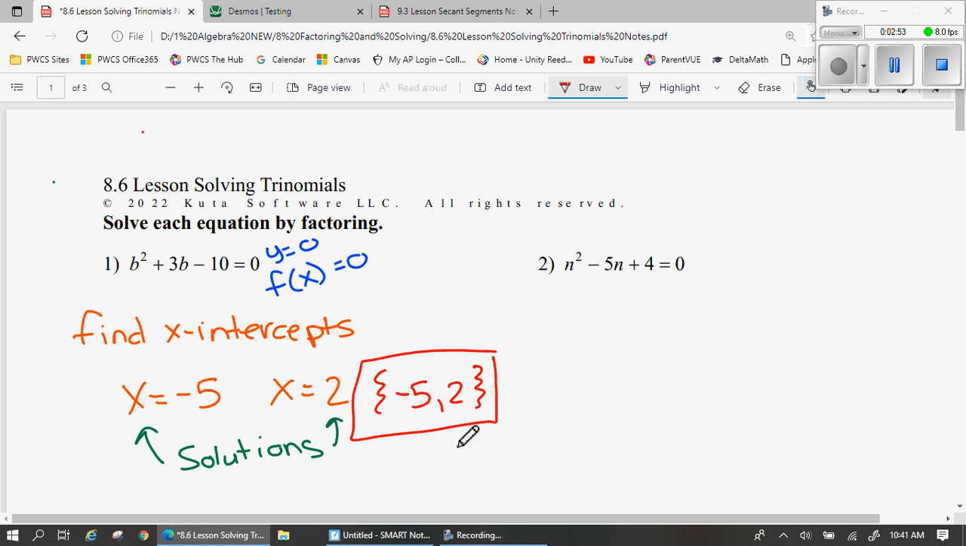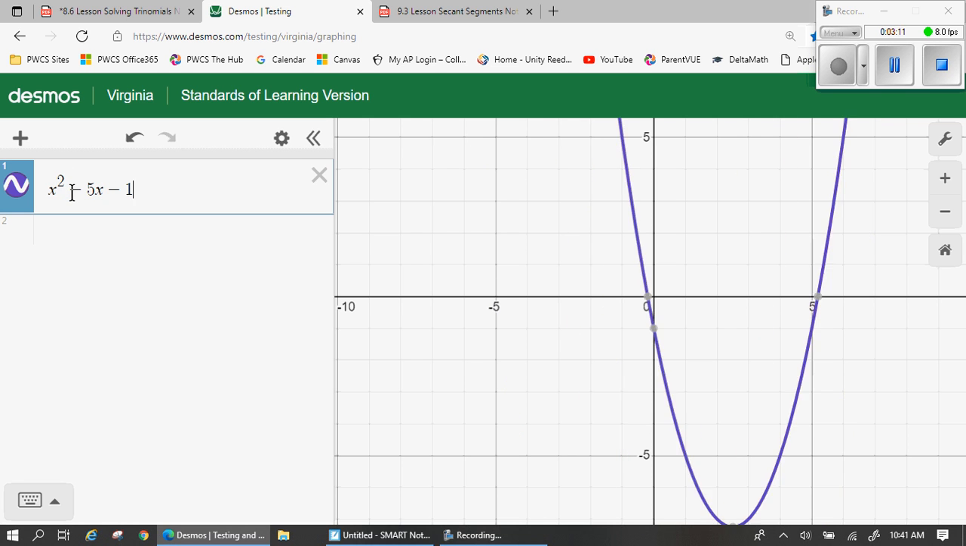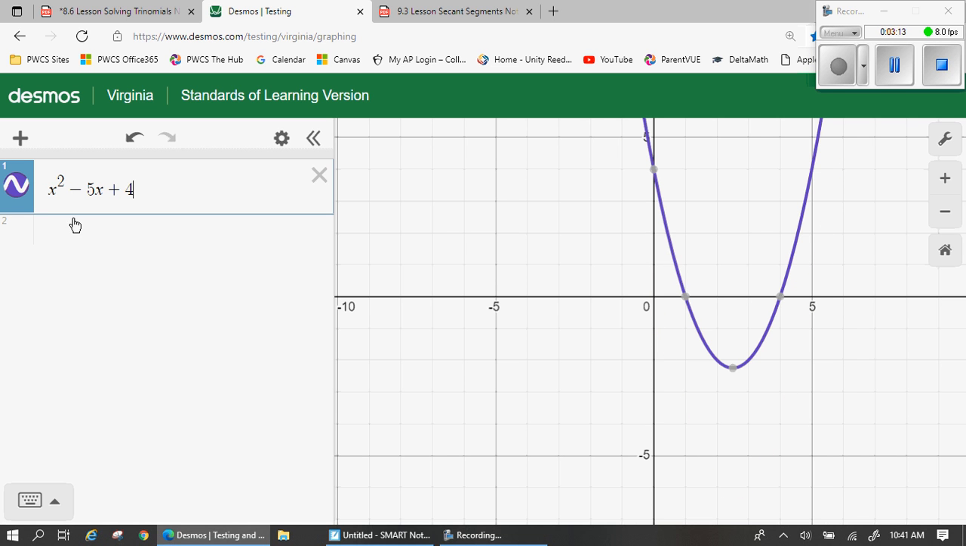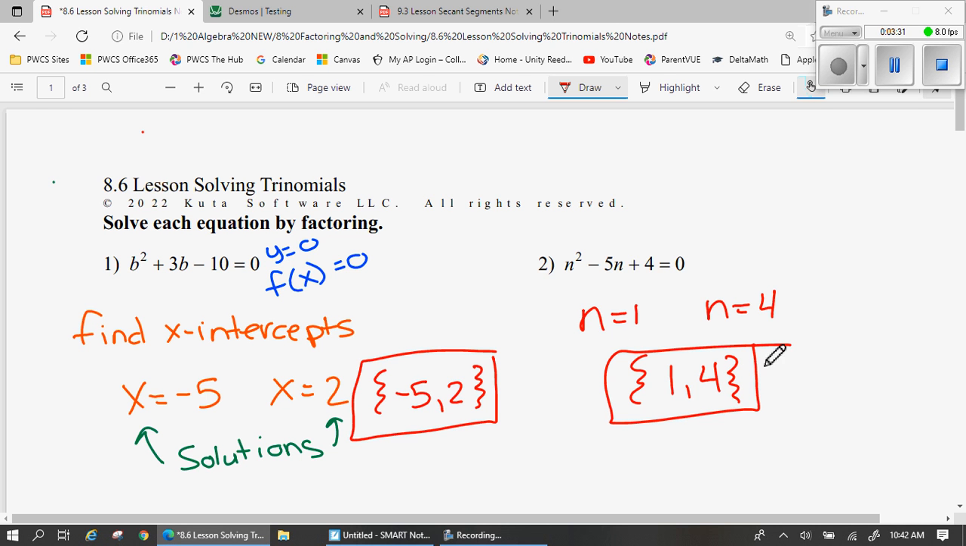So I can do this with any trinomial. I can find the x-intercepts, and the x values will represent my solutions. So I can do n squared minus 5n plus 4. Little shortcut here. I usually just manipulate the originally quadratic that I had. I can find my x-intercepts, 1 and 4. 1 and 4 are my solutions. So I can say n equals 1, n equals 4, or I can write it like this. I honestly would take either, and that's it.